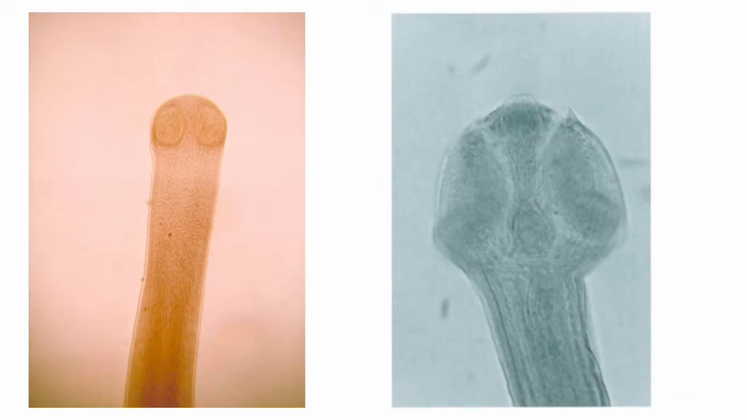So here's an example of a Hymenolepis diminuta scolex. Again, muscular suckers are evident in this picture with no hooks or spines.